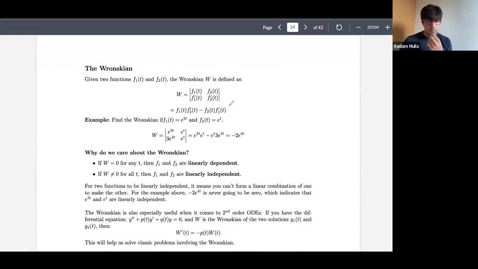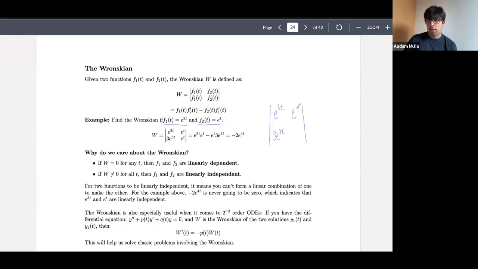The Wronskian for two functions is defined as this. It's actually defined as the determinant of the matrix where in the column you put f1 and then its derivative, then f2 and then its derivative. It's best to see with an example. So if your first function is e to the 3t and your second function is e to the t, you form the Wronskian by taking the determinant of a matrix where you put f1, so e to the 3t here, then take its derivative, 3e to the 3t.